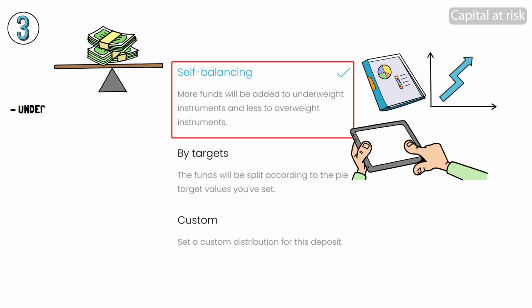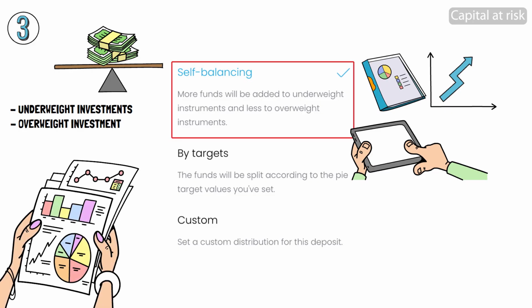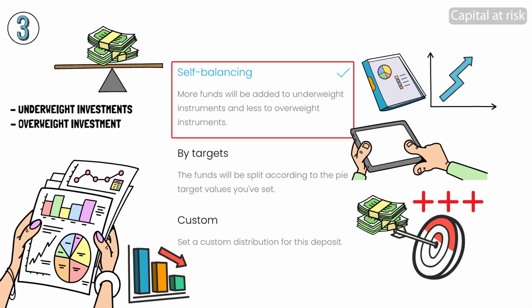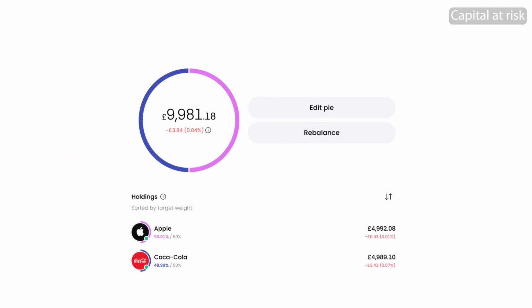It allocates more money to the underweight investments, those that are below their target percentage, and less to overweight investments, those above their target percentage, gradually restoring the balance. Over time, those slices may grow larger because they performed well, while others shrink due to weaker performance. Self-balancing takes new deposits and adds more to the smaller slices to bring them closer to your intended size, ensuring your portfolio remains aligned with your goals. This option is an automatic way to maintain your portfolio without the need for constant monitoring.